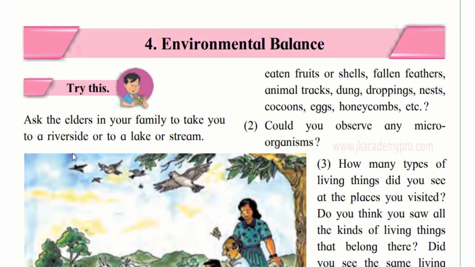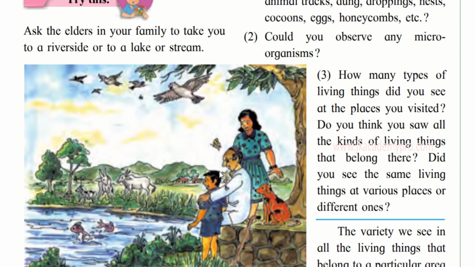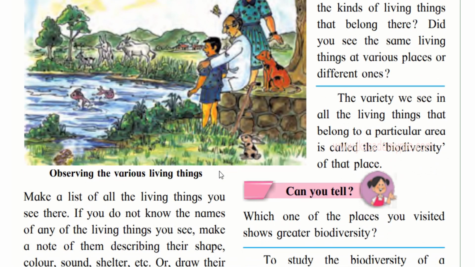Environmental balance. Now, before we begin this lesson, children, try this activity. Ask the elders in your family to take you to a riverside or to a lake or a stream, any place where there are water bodies as well as open space. Now ask your elders. Who are your elders? People older than you, maybe your grandparents, parents, your uncle, aunt, or maybe even older cousin brothers or your real brother or sister. So ask them to take you to any water body, that is a riverside or lake or stream, and then observe all the things very, very carefully.